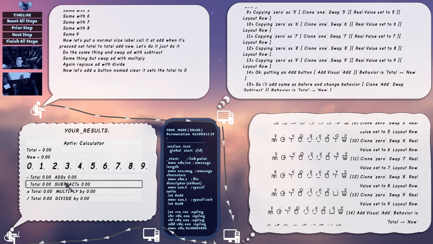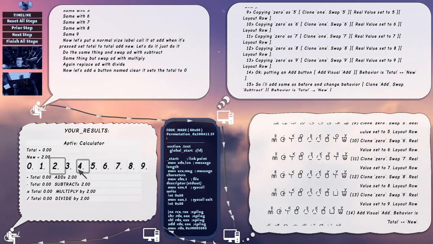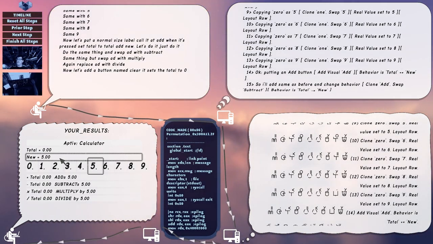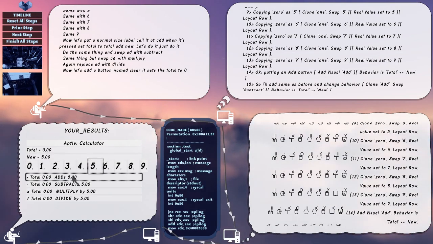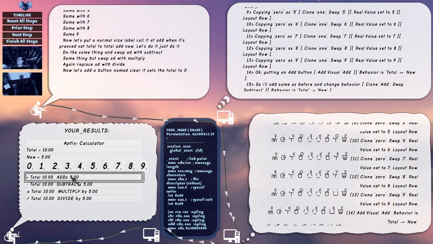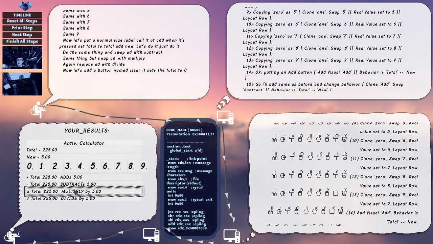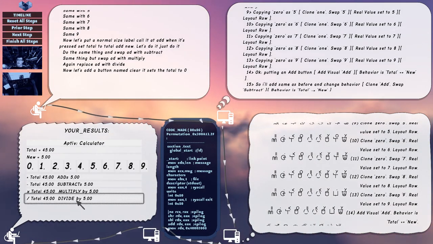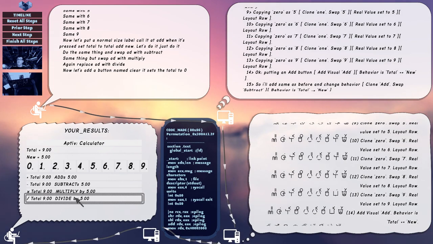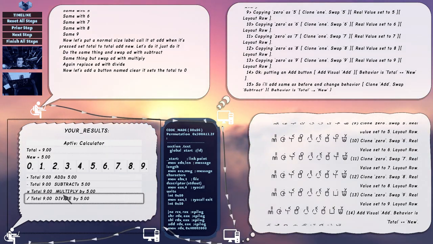Let's try setting a new value. I'll try 2 or 5. We see that goes into the new. Let's add it to the total. Keep adding it. Goes up like we'd expect. Let's try multiplying or dividing.